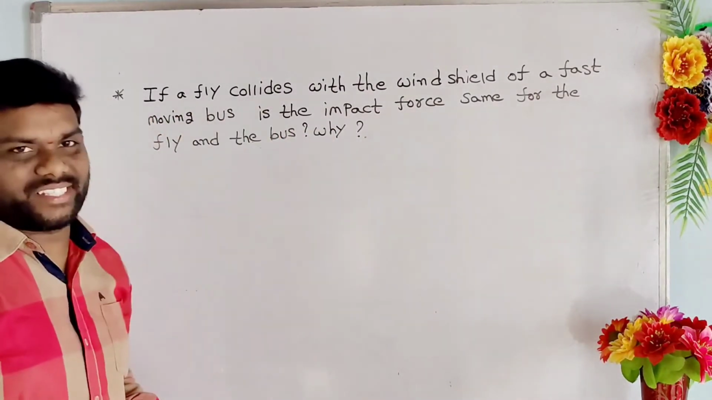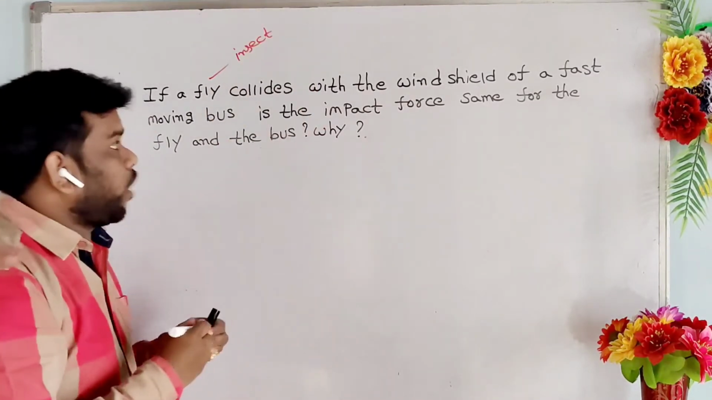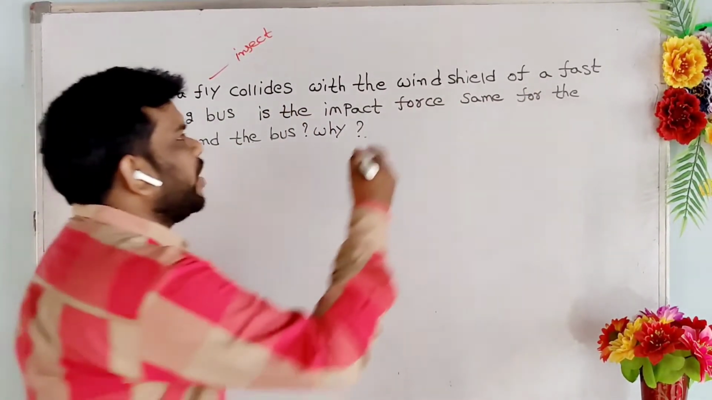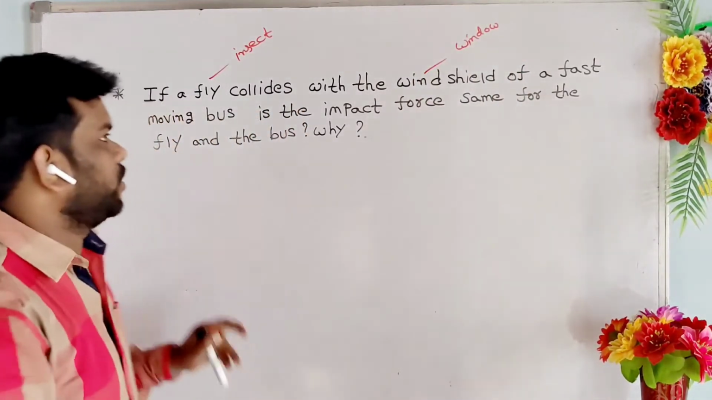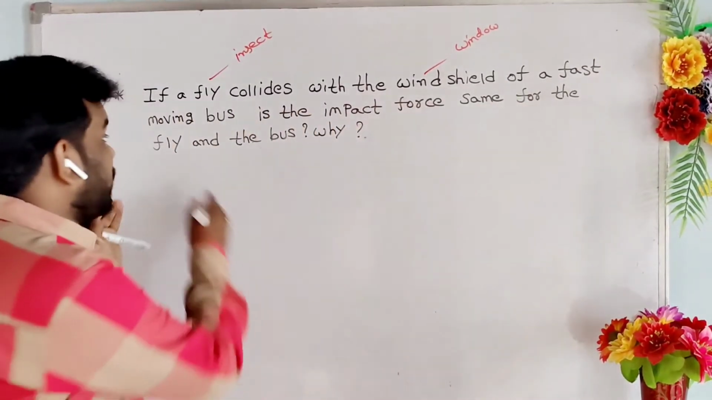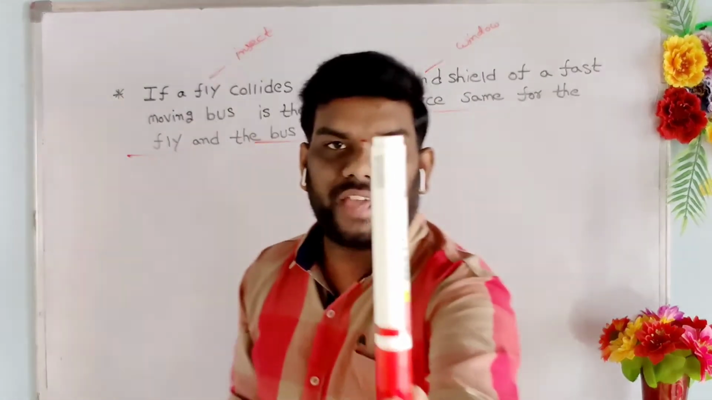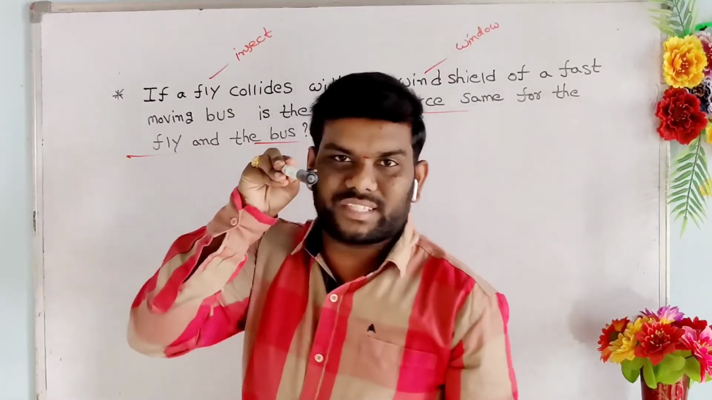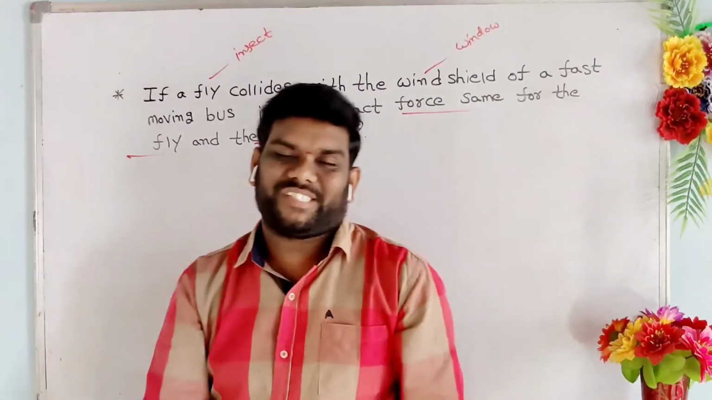If a fly collides, fly means insect, with the windshield of a fast moving bus. Windshield means window or mirror, something like that. Is the impact force the same for the fly and the bus? Yes. The fly is moving in this direction and the bus is moving in this direction. So opposite direction but equal force.